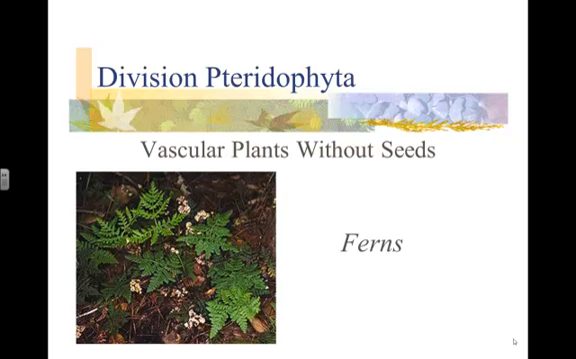Now let's look at our second division. The second division that we're looking at today is Pteridophyta. That's the vascular plants that do not have seeds. So they have xylem and phloem, but they never produce a flower, and they never have seeds. And the typical example that we're going to study is a fern.